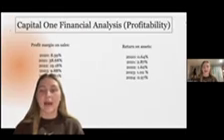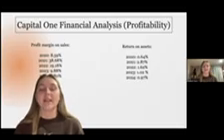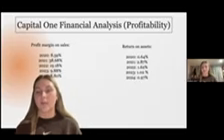So for the Capital One financial analysis for profitability, profit margin on sales was 8.59%, 38.68%, 19.18%, 9.88%, and 8.80%. As you can see, this one jumped up in 2021 and then gradually went back down.